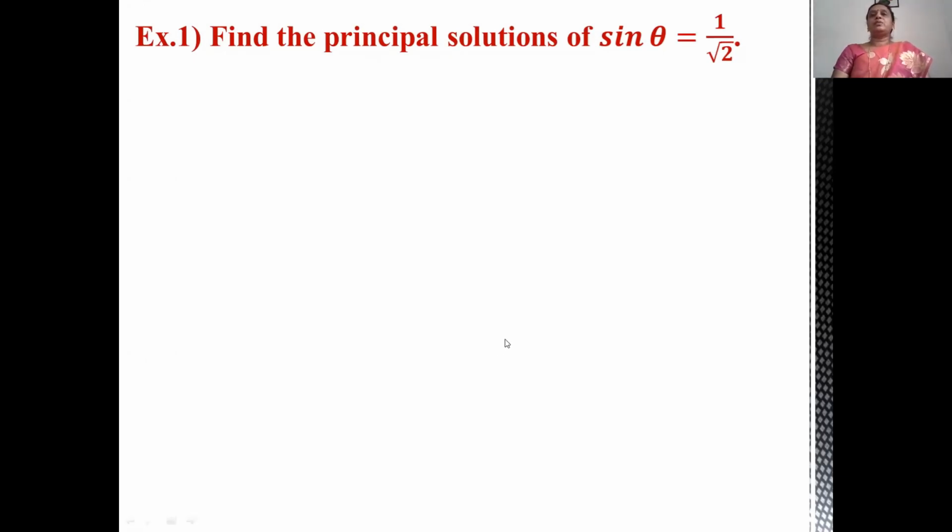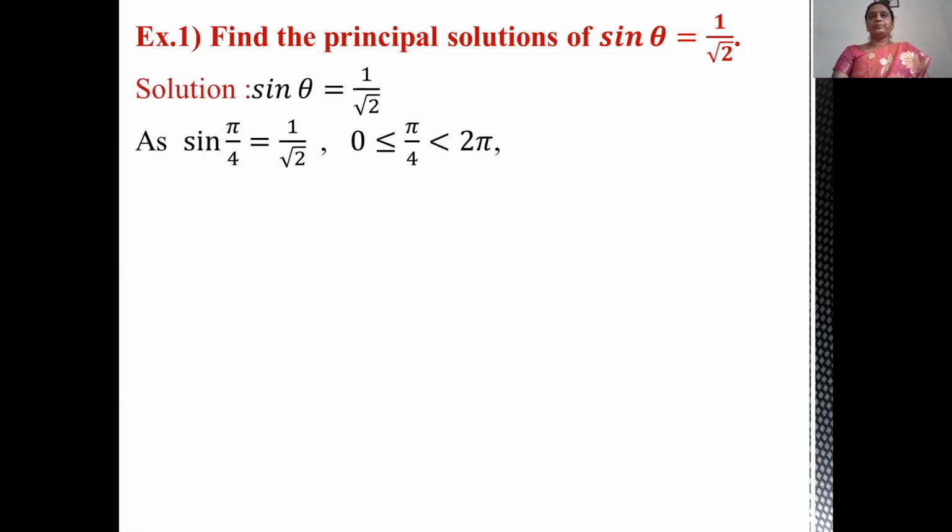Find the principal solution of sine theta is equal to 1 by root 2. Write down sine theta is equal to 1 by root 2. Then go to the table 0 to 360. See, that table is very, very important. Without that table, you cannot do anything. That table must be on your fingertips. Now, go to that table and see where sine theta has the value 1 by root 2.